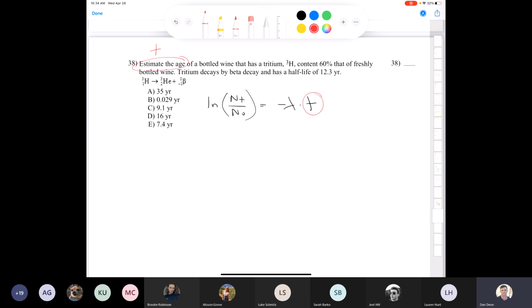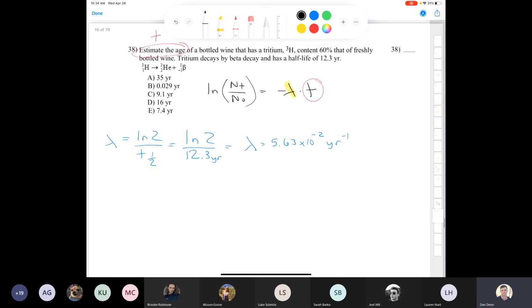We can rearrange the formula to solve for t, but in order to do that, we must have lambda first. Lambda is equal to the ln of 2 divided by the half-life. So we get the ln of 2 divided by 12.3 years. That gives us a decay constant, which is equal to 5.63 times 10 to the negative 2 years to the minus 1. There's my lambda. And now I can solve for t.